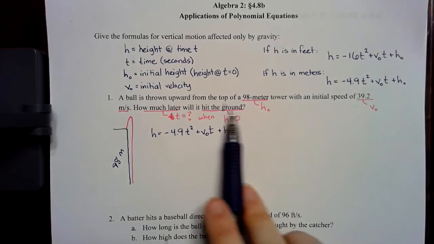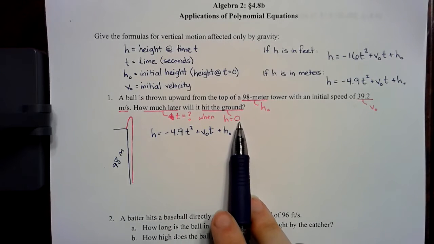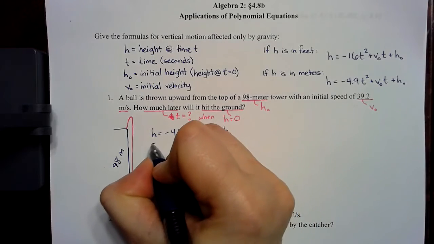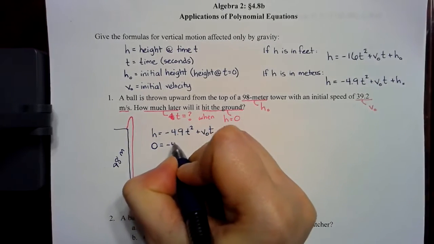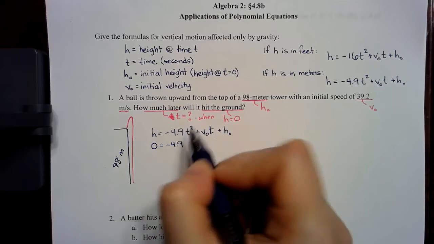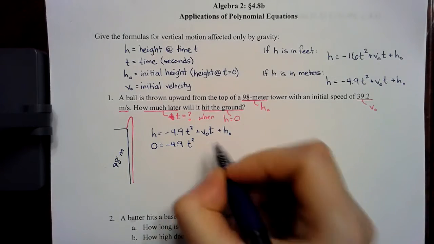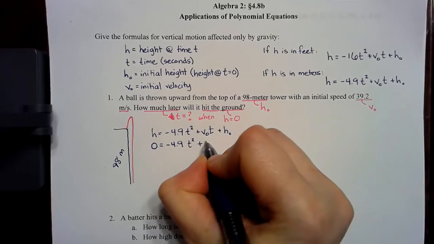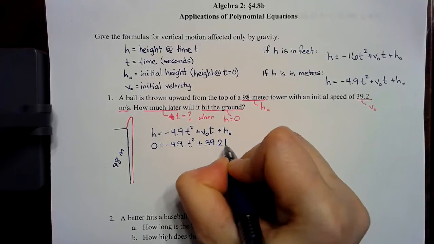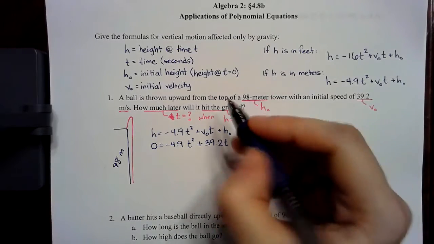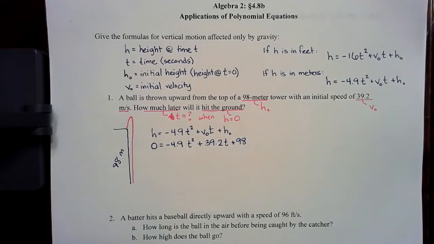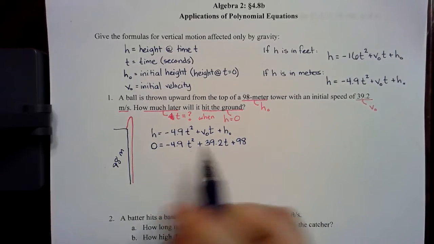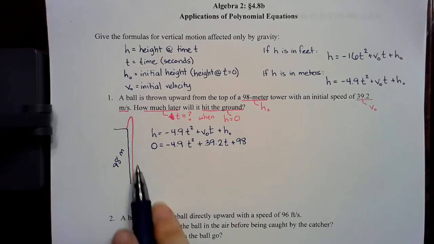So I know right now we're looking for when this ball is hitting the ground. So my h is 0. I'm looking for t, so it will remain in my formula. My v0 was 39.2. My h0 was 98. So let's go through and solve now that we have this formula. It equals 0. I'm hoping that I can factor.